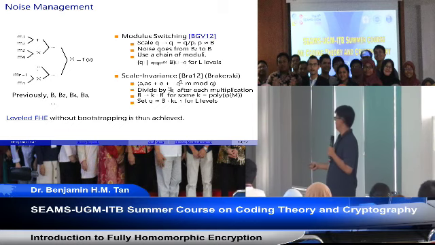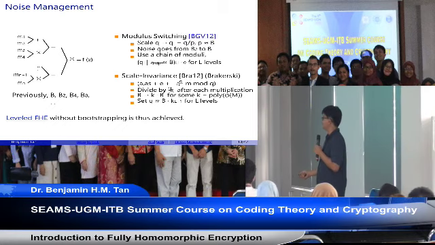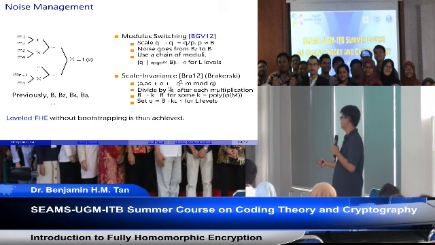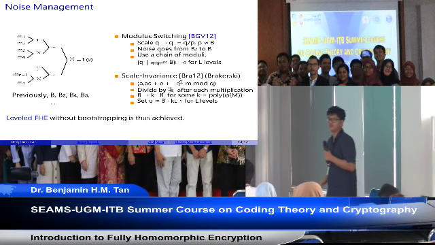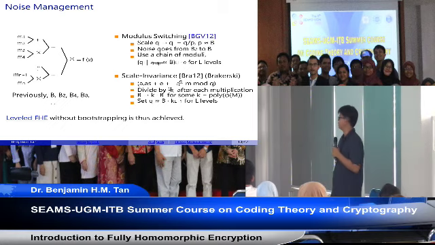Previously, with this kind of growth, if you wanted, say, 10 levels, you either needed to make sure your parameters were large enough, or you did your best to bootstrap, and then you do it 10 times. Then you can do 10 multiplications. But now, you can simply set your parameters nicely, and you can do L multiplications.